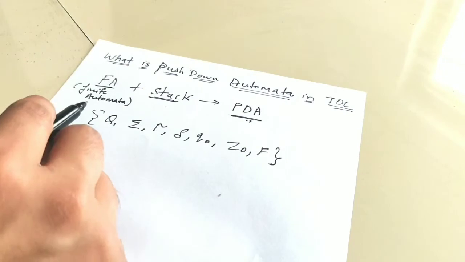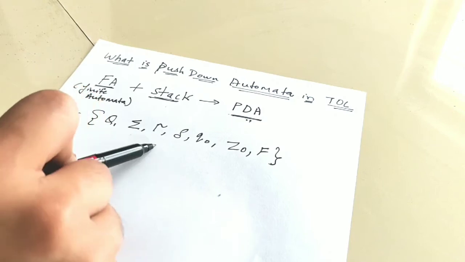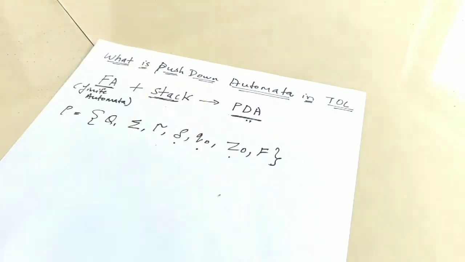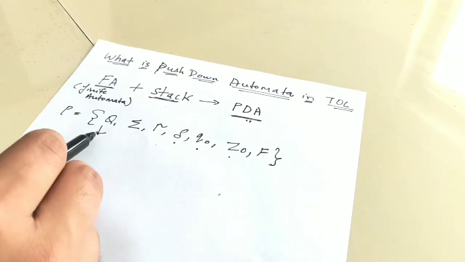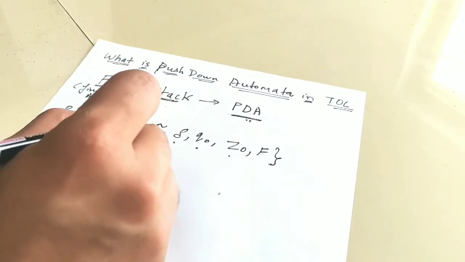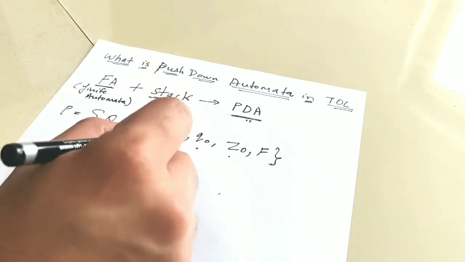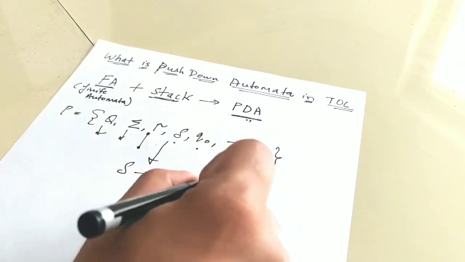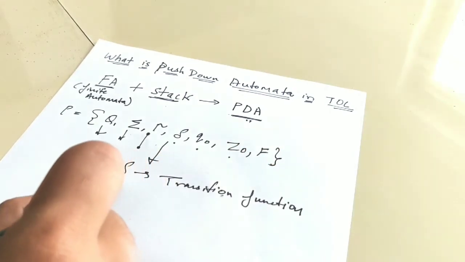So now let's look into the formal definition of PDA. It is Q, sigma, tau, delta, q naught, Z naught, F. Let's understand this. Here Q is the finite set of states. Then sigma is the input symbol. This tau is the stack symbol, which alphabet you are pushing inside your stack. Now this delta is the transition function.